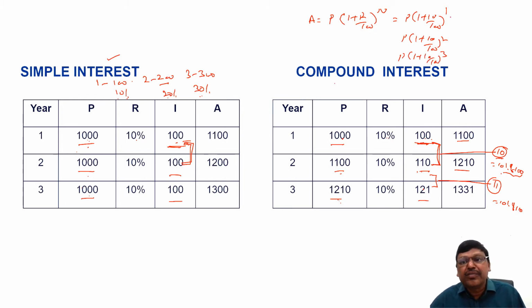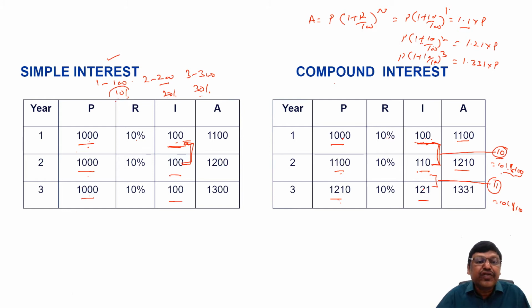1 plus 10 by 100 is nothing but 1.1. 1.1 whole power 1 is 1.1 times of the principal. 1.1 whole square is 1.21 times of the principal. 1.1 whole cube is 1.331 times of the principal. 1.1 times means interest is 10%, 0.1 extra. Here also first year 10%. Here also first year 10%. So there is no difference.